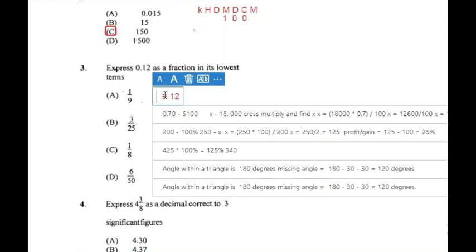So 0.12 is the same as 12 divided by 100. What we'll be doing is simplifying this fraction. What we can use is 4. We can say 4 into 12 goes 3 times, and 4 into 100 goes 25 times. So our answer is 3 over 25. As you can realize, this fraction cannot be simplified any further. So B is our answer.